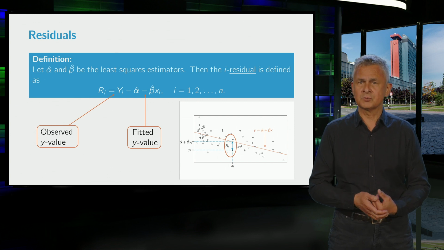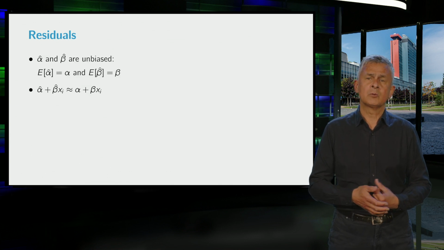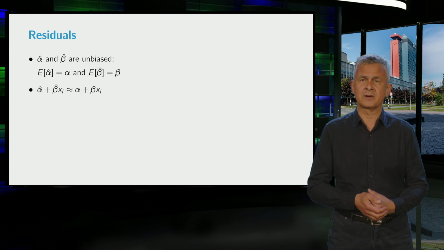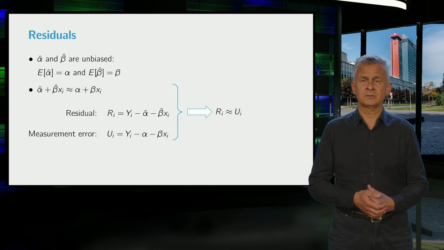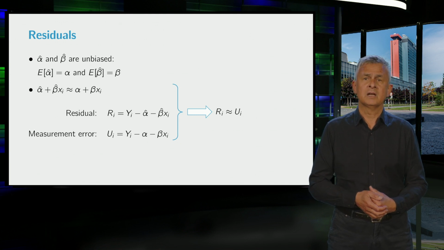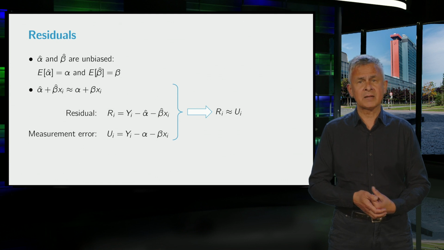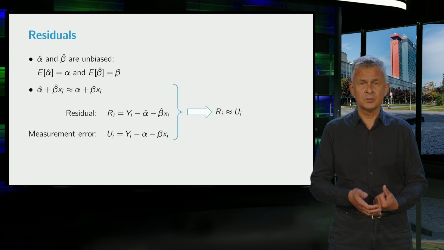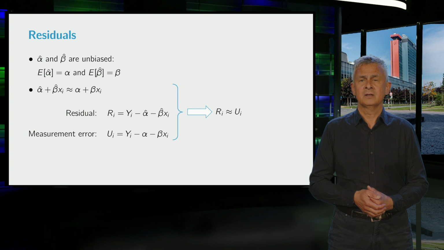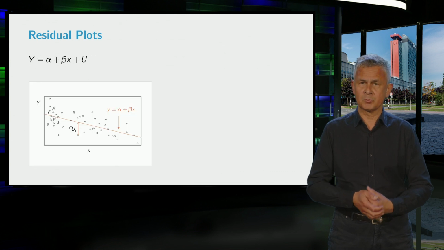Now, how can we use these residuals? Well, recall that alpha hat and beta hat are unbiased estimators for the true alpha and beta. This means that the ith residual is approximately equal to the ith measurement error. And for this reason, the residuals mimic the unobservable measurement errors. And therefore, we can use them to check the assumptions of the model. Now, we will do this by means of residual plots. Let me explain the first one.